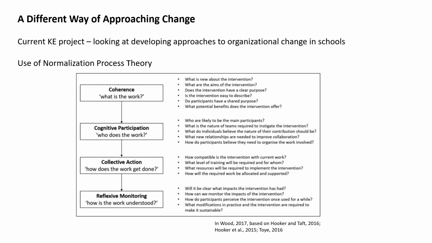This then moves on to collective action, which is very much about how this all gets done. What kind of training might people need? What resources do they need? Resources aren't just physical resources, particularly in organisations such as schools. This might very much focus on things like the amount of time that's required. Have people really got the time they need to be able to do what it is you want them to do?